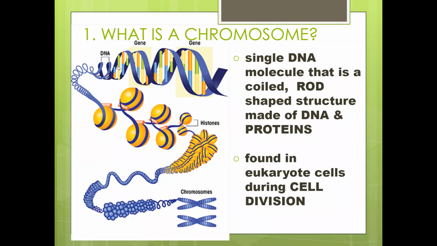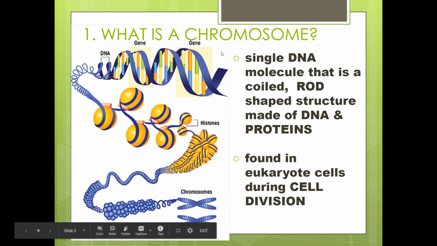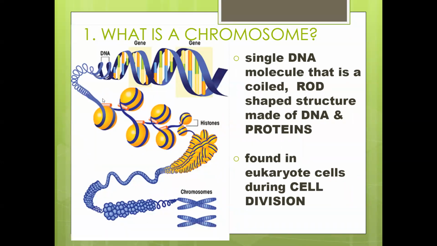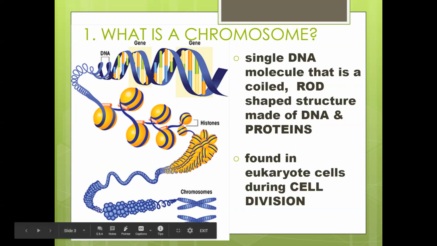So here is a graphic that shows you what's going on when DNA turns all the way into a chromosome. Here we have the unwound DNA. It's still in its double helix form. But if that winds up and wraps around these little yellow balls called histones, and then winds up some more and some more, eventually you get this really super coiled chromosome here.